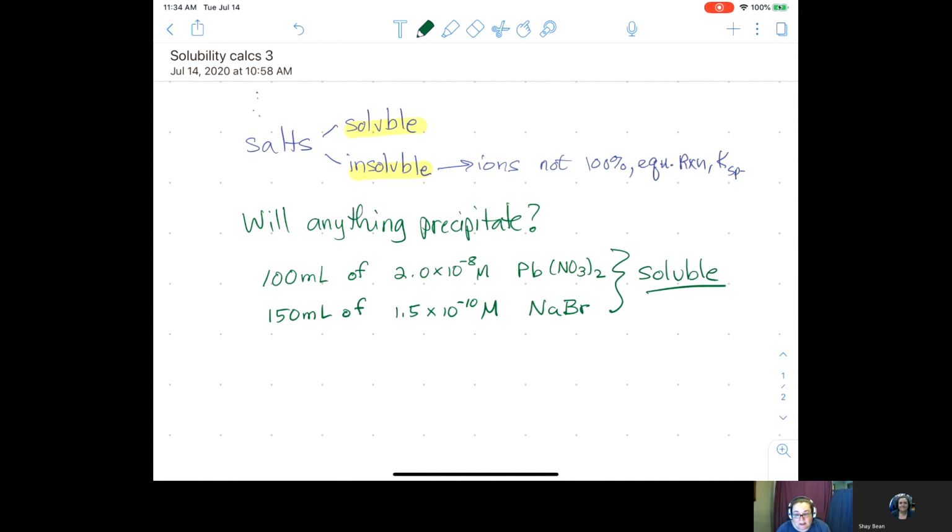So will anything precipitate means, am I forming something that will not dissolve? Am I forming an insoluble solid? These are like our double replacement reactions, our precipitation reactions we did back in Gen Chem 1. You can go back and review those. But again, there's a certain pattern.